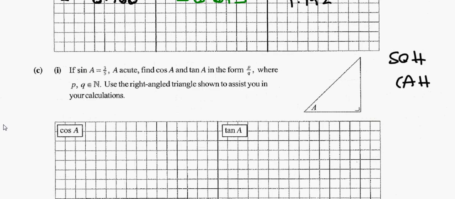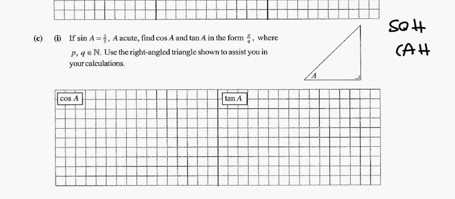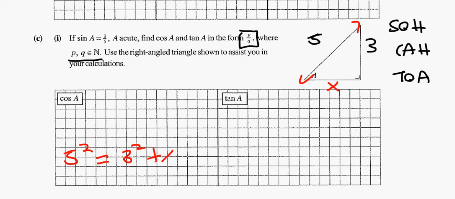Now, if sine A is 3 over 5, A is an acute angle, find cos A and tan A in the form P over Q, where P and Q are elements of N. I want you to find it as a fraction, basically, okay? So, if you imagine sine is opposite over hypotenuse, cos is adjacent over hypotenuse, and tan is opposite over adjacent. We have to find out what the adjacent is. The hypotenuse is 5, the opposite is 3, and the adjacent is going to be x. We're going to use Pythagoras' theorem of 5 squared equals 3 squared plus x squared. Then we're going to find out what x is.